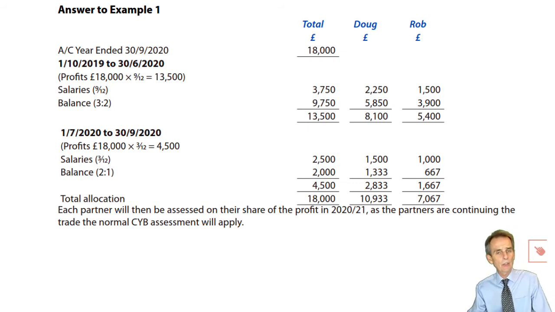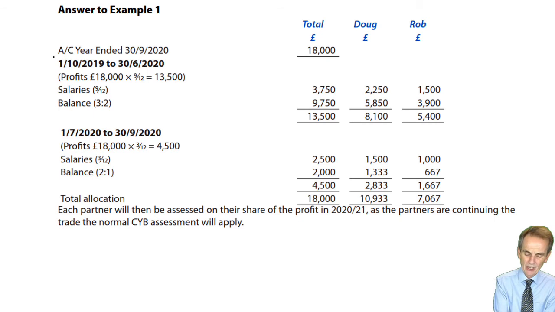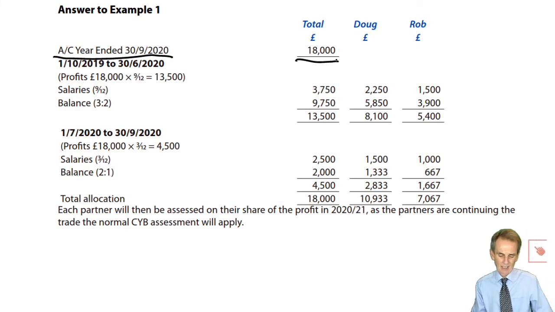Doug and Rob have continued to be partners throughout the accounting period. A little later, we'll be looking at what happens when either a new partner joins the partnership or an old partner exits the partnership. How do we deal with those? But what we have here, the accounting year end in question is the year ended 30 September 2020. We know what the tax adjusted trading profit is, £18,000.